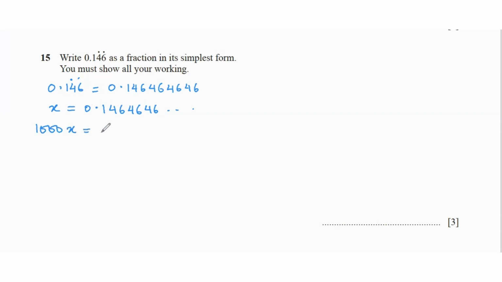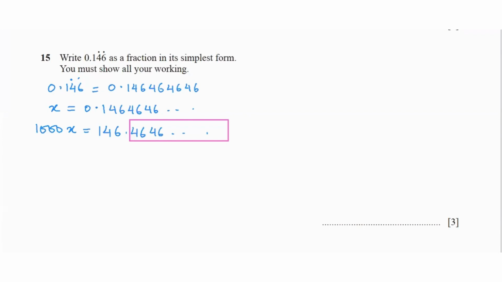When I multiply x by 1000, that basically gives me 146.46, and so on. Now, the goal for you is that you need to get rid of these numbers after the decimal. So you need to make sure that whatever you're multiplying x by, whether it's 10, 100, or 1000, you multiply it twice. And both times you need to make sure that the numbers after the decimal are the same, so that when you subtract the two, the decimal numbers get removed.